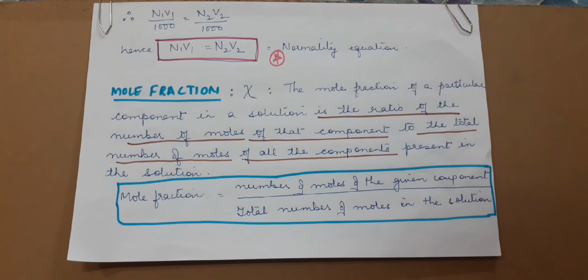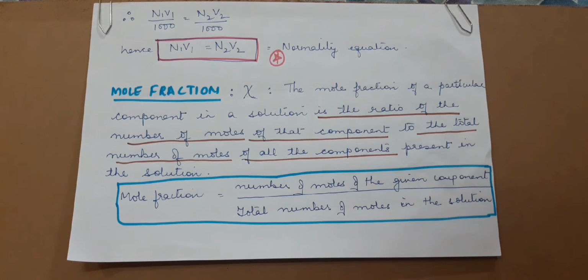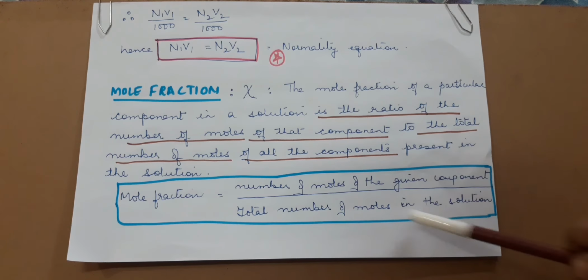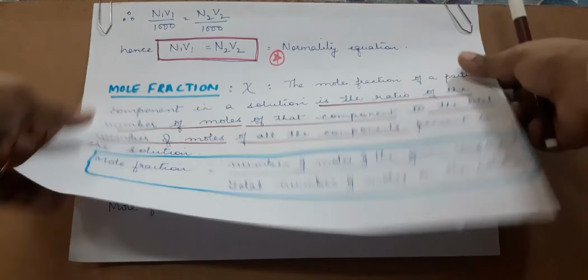Mole fraction represented by chi, a Greek alphabet, generally written in terms of X. When you look at it, it looks like an extended X. So mole fraction of a particular component in a solution is the ratio of the number of moles of that component to the total number of moles of all the components present in the solution. So mole fraction is equal to number of moles of the given component divided by total number of moles in the solution.